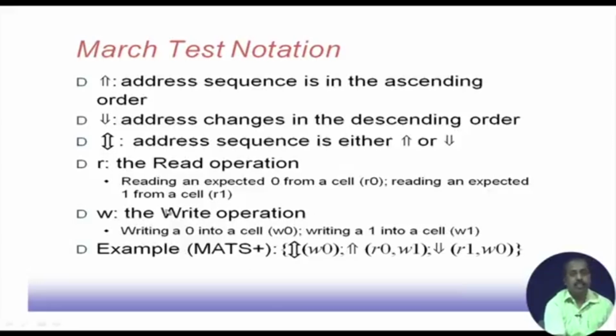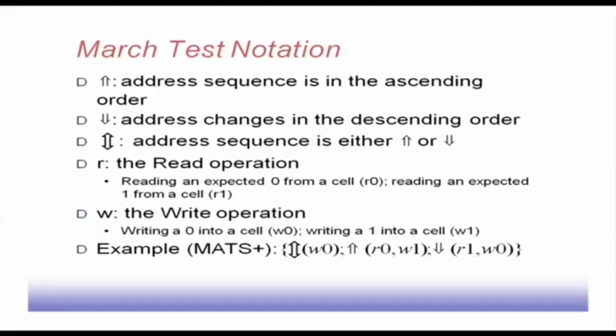Similarly, when we are reading from the memory cell, we may expect to read a 0 or we may expect to read a 1. For example, if the previous command had written a 0 to the cell, then the next command should try to read the value from the cell and the expected value is 0. If you get the value read from the cell as 1, you understand that there is some problem with the cell, so there may be some stuck at fault.